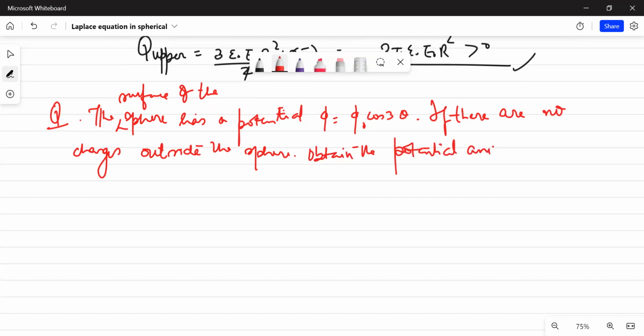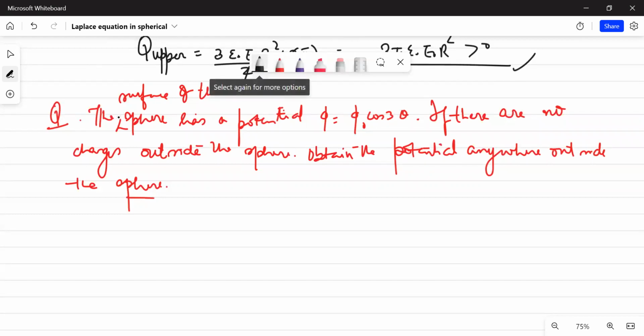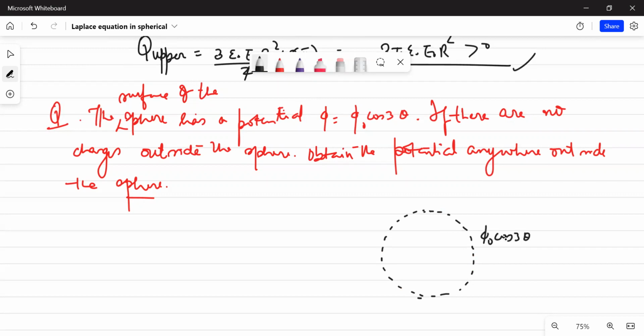Obtain the potential anywhere outside the sphere. So all you are given is that the surface of the sphere has a potential phi naught cos 3 theta. This is your potential which is given on the surface. Now you are asked what is the potential anywhere outside the sphere. So you know that your summation over l, A l, and you have this.